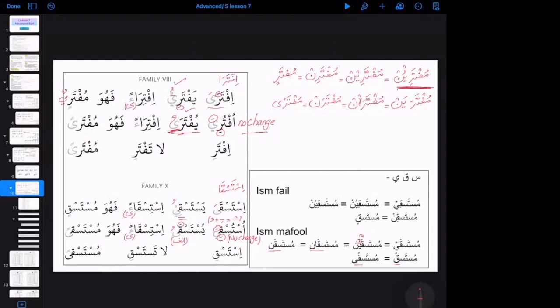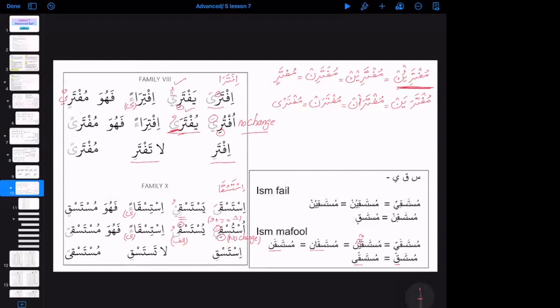And then iftari. So iftari like yaftari, taftari, and then we are removing tha, and then as per the family iktaraba, we'll add alif with kasra, or otherwise this is a helper alif we can say here. So iftari. Good. And then nahi is easy: la taftari, and then muftaran, because it's the same like maf'ul. Okay, good.